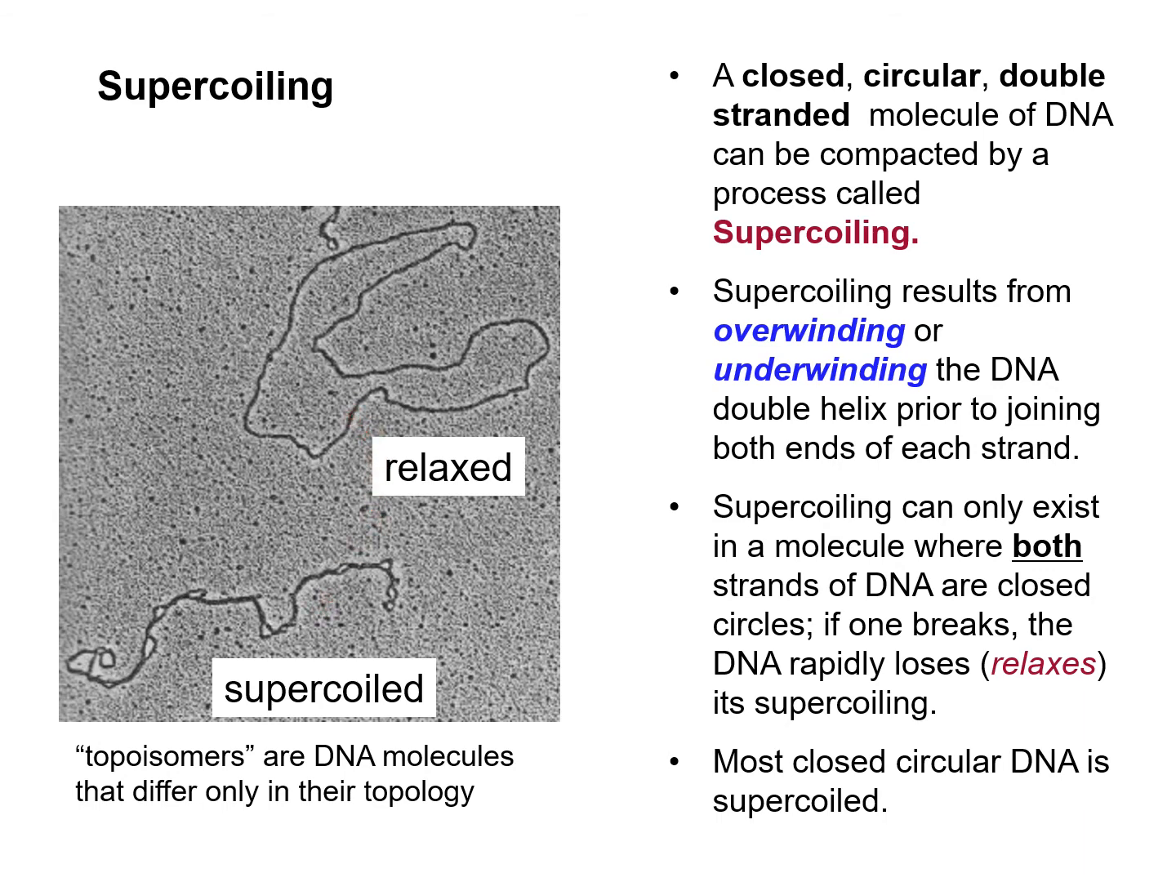You can easily imagine this with a rubber band. If you twist it a lot, then it'll be coiled. But when you cut the coiled region of the rubber band, it will release really quickly and look like this relaxed form. And most closed circular DNA is supercoiled within the cells.